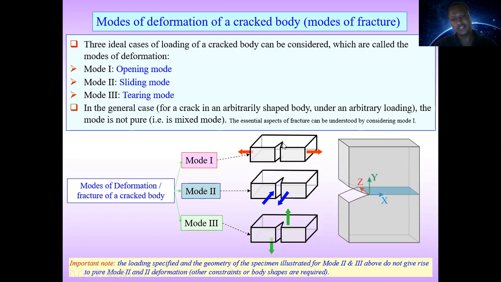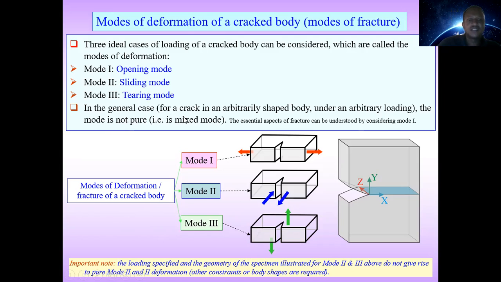This is opening. It makes the crack open on this and this side. Then the crack will open. In this case, sliding mode: this pushes in this direction and this pulls in this direction, so the two materials will slide against each other. And here it makes a kind of tearing or scissor effect. This is a scissor effect. So that is the third mode.